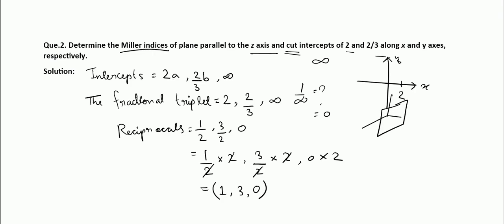So let's recap how we solved it. We started with the intercepts, which are 2a, 2 by 3b, and infinity, and then converted them into fractional triplets, which is 2, 2 by 3 and infinity. After that, we took the reciprocals, which are 1 by 2, 3 by 2, and 0. Then we multiplied them with the LCM of the denominators, which is 2 in this case. After calculating, we obtained that the Miller indices are 1, 3, 0. That's it. There we have our Miller indices.